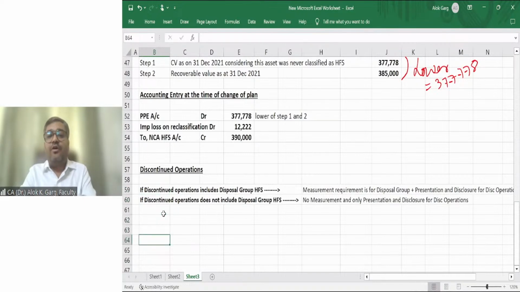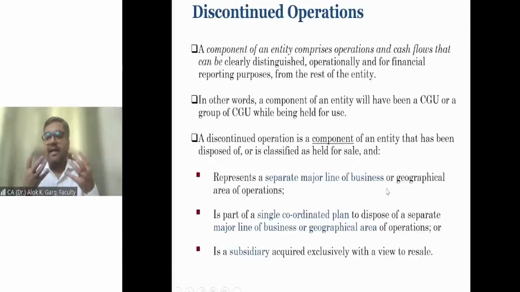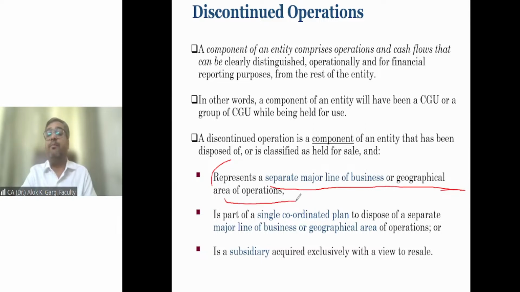Now, this discontinued operation, we have understood, is like a segment. It is like a component, which includes a disposal group held for sale, or it may not include a disposal group. Now, friends, it says that a discontinued operation is a component, a segment of an entity which represents a separate major line of business or geographical area of operations.